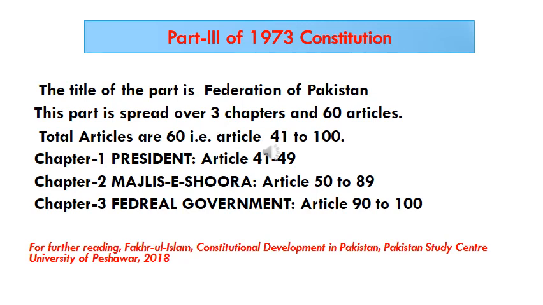As far as Part 3 of the 1973 Constitution is concerned, it is spread over 60 articles, which means that it is one of the larger and lengthiest parts of the 1973 Constitution. It is further divided into 3 chapters.